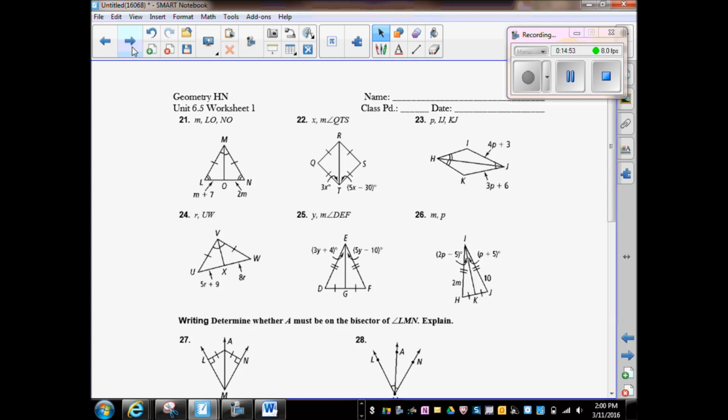24, Michelle. R equals 3. What is UW? 48. Good, 48. Alright, 25, Peter. 25, Suraj. Y equals 7 and DF equals 50. Good, 7 and 50. Number 26.